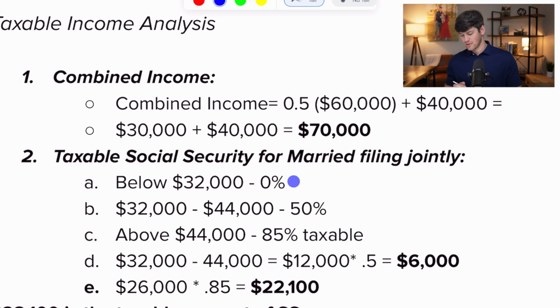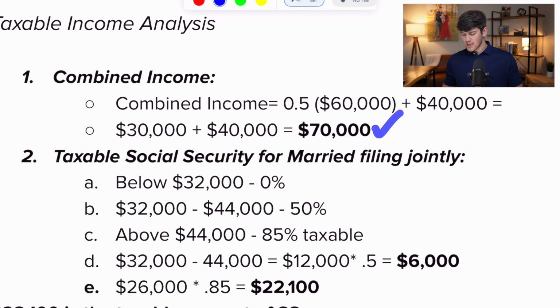So if we do the math on that, nothing is taxable from 0 to 32,000. From 32 to 44, that amount will be 12,000 if it's filled up all the way, which in this case it is, because 70,000, remember, is our provisional income. So that's more than 44. So 12,000, and then half of that amount is subject to taxation. So $6,000 comes from the second bracket.